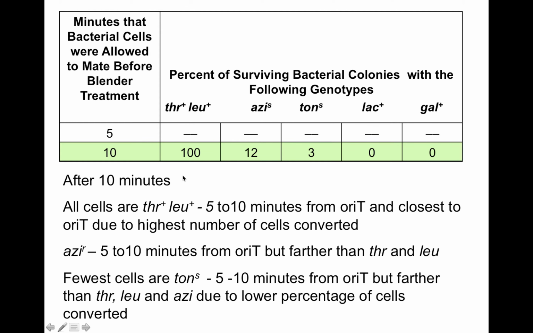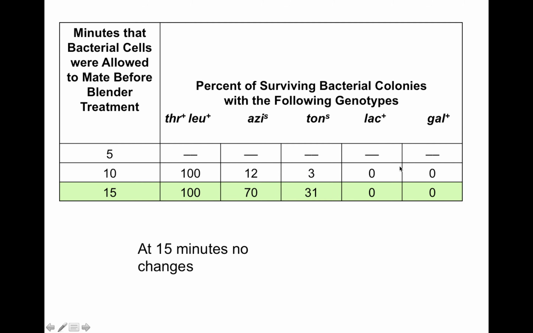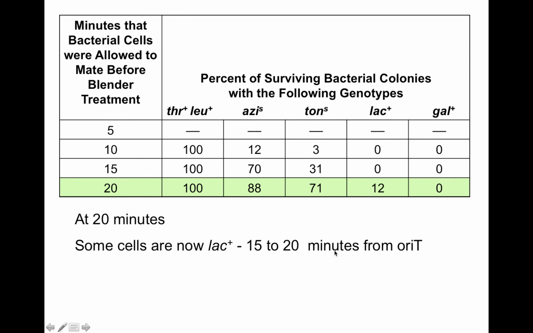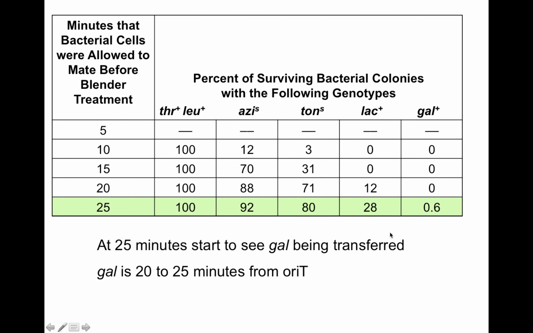Well, after 10 minutes, now all of the recipient cells are able to produce their own threonine and leucine. And some of them are azide resistant, and a couple of them can grow bacteriophage, but none of them are LAC+ or GAL+. Okay, at 15 minutes, no more changes occur. You just get more of what you've already transferred. After 20 minutes, you see some LAC+ cells, and after 25 minutes, you just start to see some GAL+ cells.